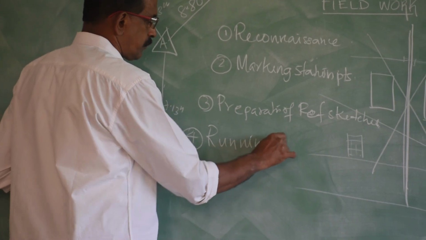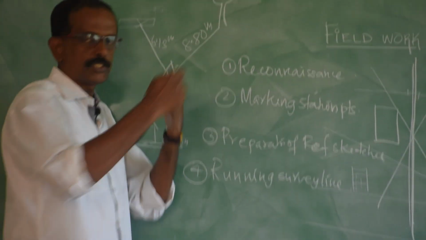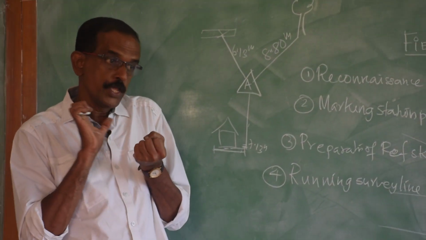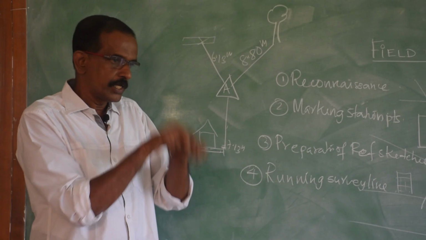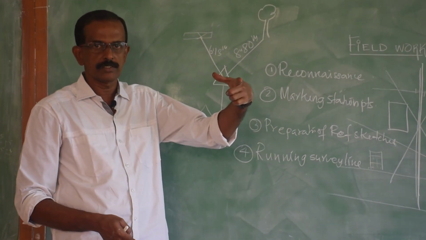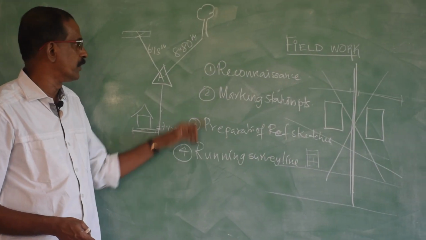Running survey line means stretch the chain and measure the distance. Hold one end of the chain and throw the entire portion to the ground and jerk it 2 or 3 times, it will come in the straight direction and measure the distances. So, these are the 4 stages involved in the field work.